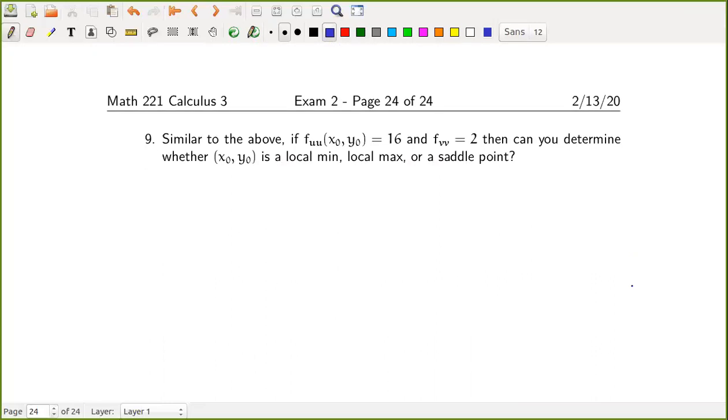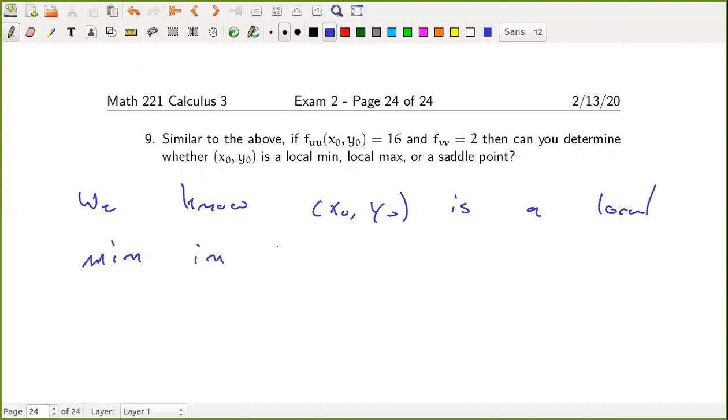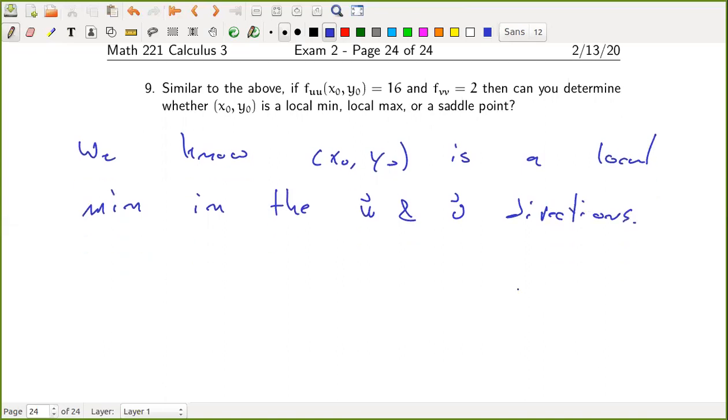Okay, and so this is similar. Similar to the above, if the second u derivative is 16 and the second v derivative is 2, then can we determine whether it's a local min, local max, or saddle point? Well, we know that x naught, y naught is a local min in the u and v directions. But we do not know if it's a local min in any other direction.